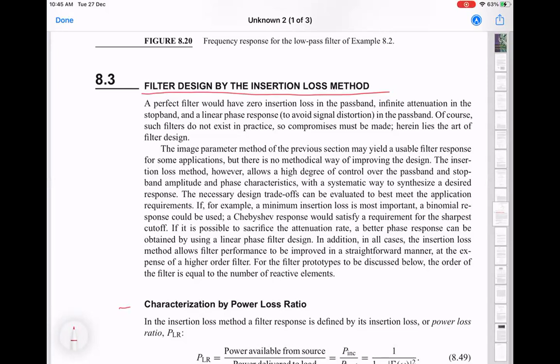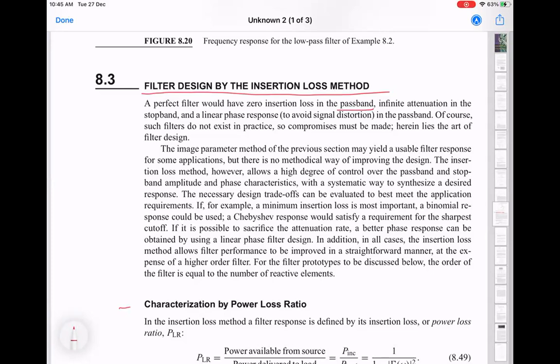let's start with this. This is section 8.3 in Pozar. There are actually some preceding parts which talk about different techniques, but this is the one which is most natural when you think about it. It seems to have a fancy name: filter design by the insertion loss method, but we'll see what that means. If you look at the first sentence, it defines what an ideal filter is like. It needs to have zero insertion loss in the pass band. The pass band is the range of frequencies where the filter allows the signal to propagate.